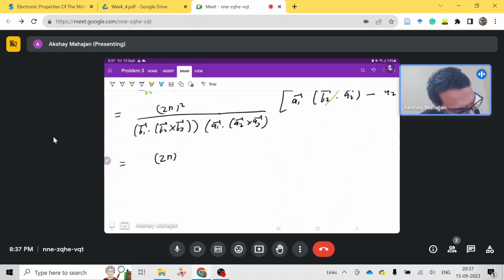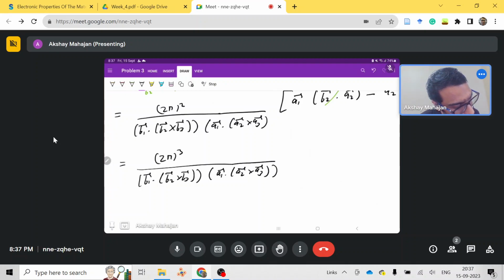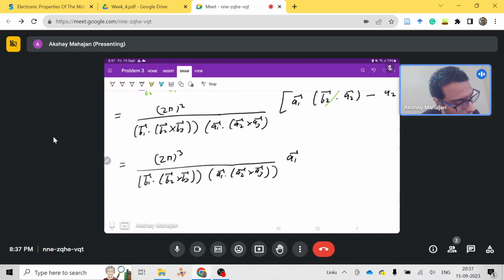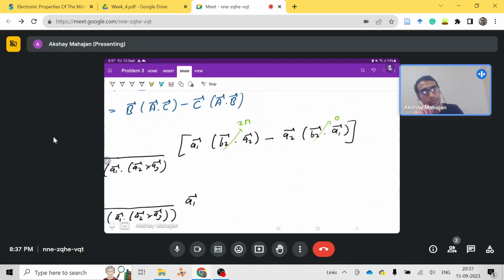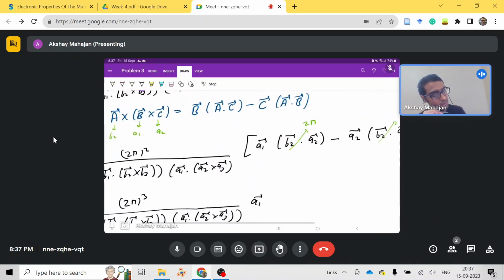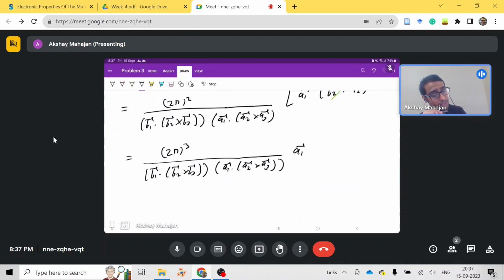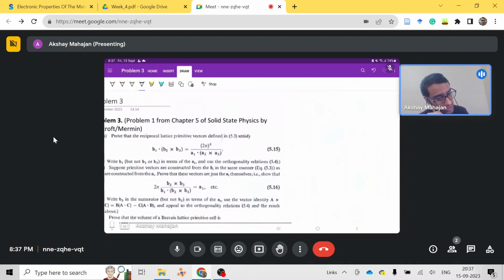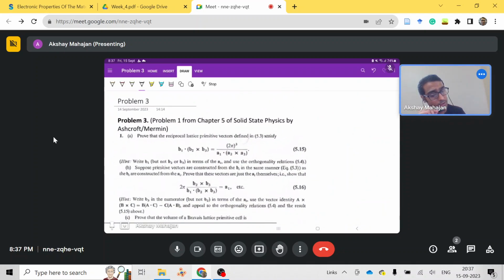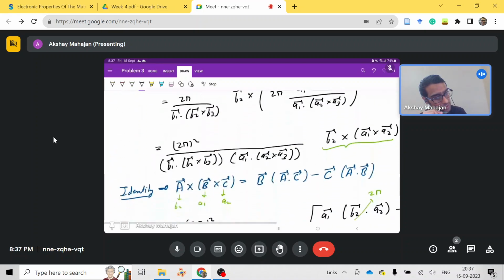So what we are left with is 2 pi whole cube, and I will have the same b1 vector dot b2 vector cross b3 vector, and this a1 vector dot a2 vector cross a3 vector, and times we will have an a1 vector actually. From this cross product we have 2 pi times a1 vector, and the second term will be 0. So 2 pi I have taken here, and this a1 vector. Now this b1 vector dot b2 vector cross b3 vector, you can see that it is given in the a part as well that we have proved. This b1 vector dot b2 vector cross b3 vector will be equal to 2 pi whole cube divided by this a1 vector dot a2 vector cross a3 vector.